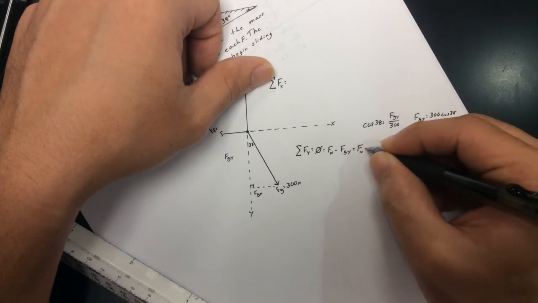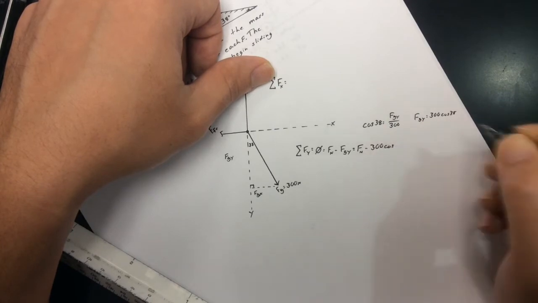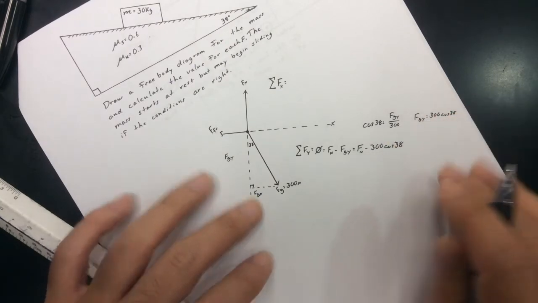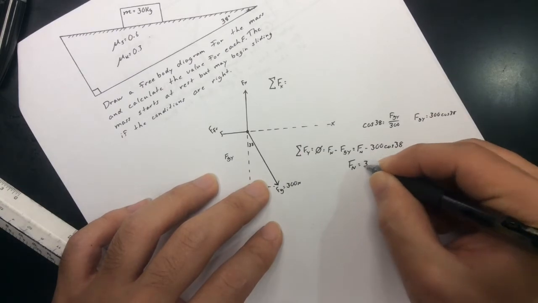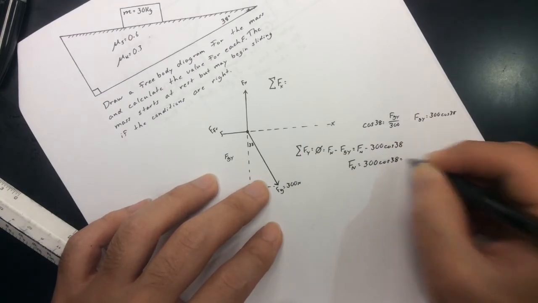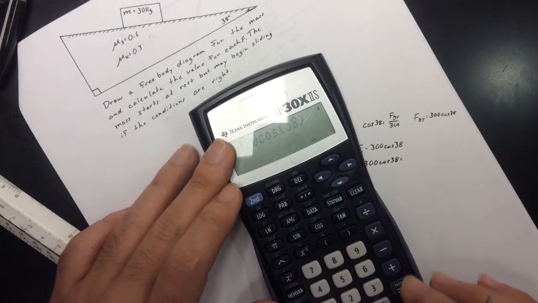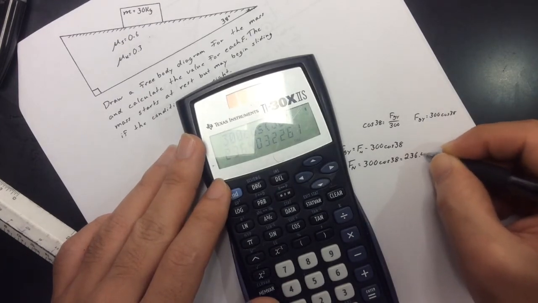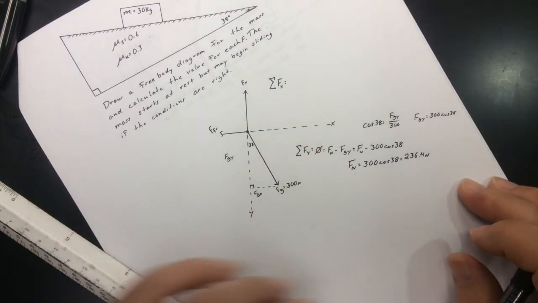So normal force minus F_gy would be 300 cosine of 38 degrees. Okay, and this all equals 0. And if that's the case, normal force should be the same thing as 300 cosine 38 degrees. And let me get a number for that. 300 cosine 38 degrees, make sure we're in degree mode, 236.4 newtons. Okay, so that's the y direction for you.